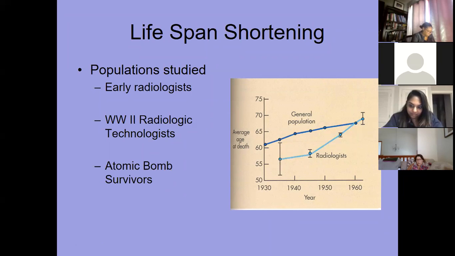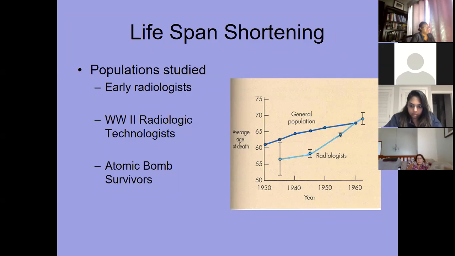So early on, when they weren't using proper protection, yes, there was a difference in the lifespan of radiologists compared to the general population. But recent studies have not shown that.